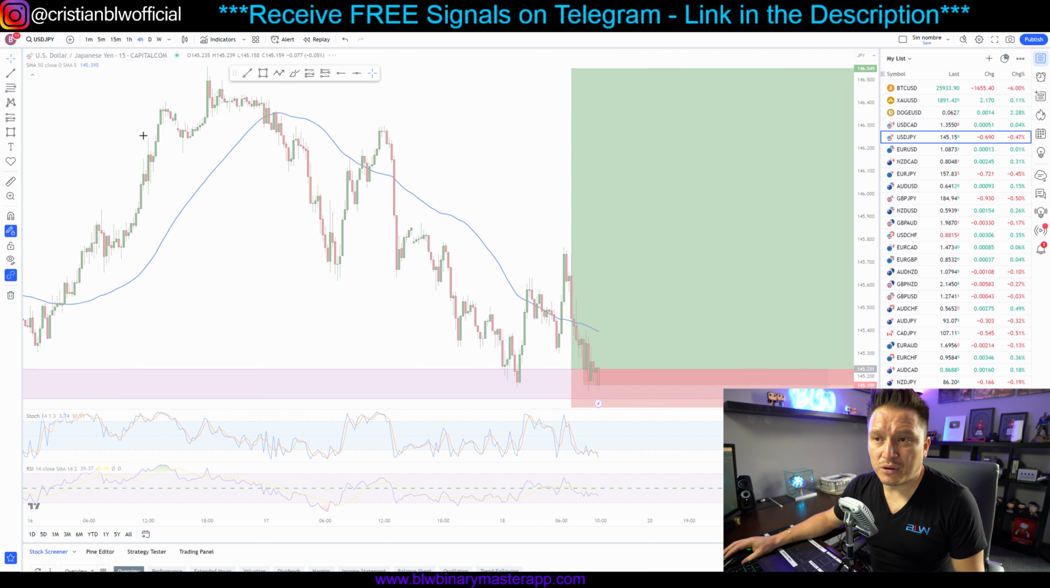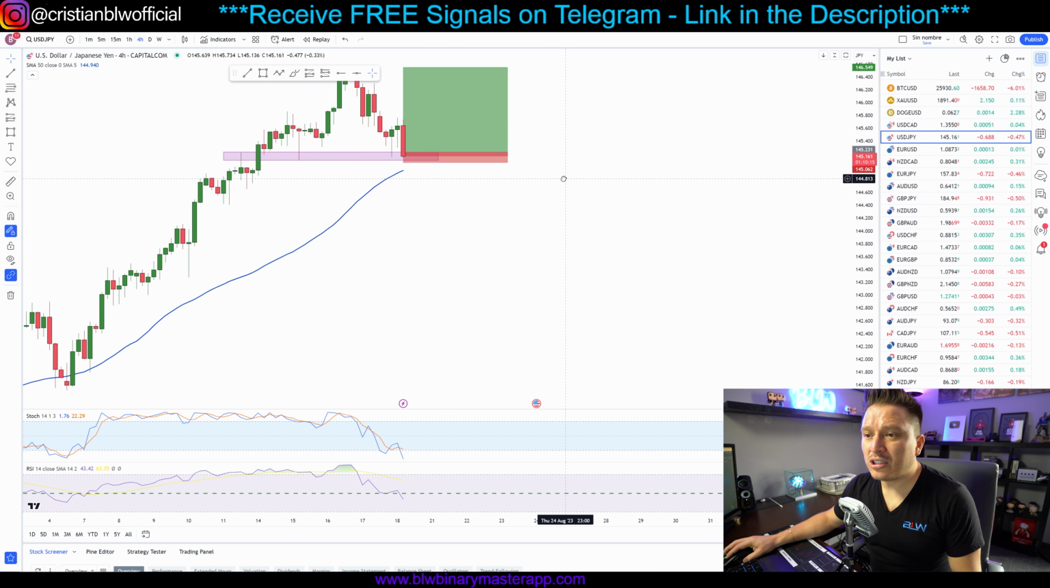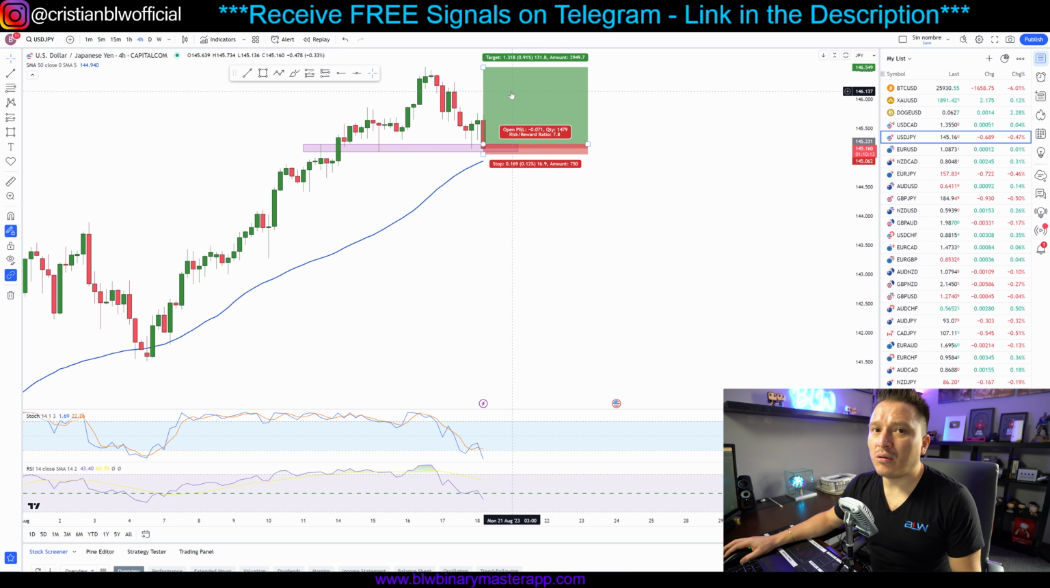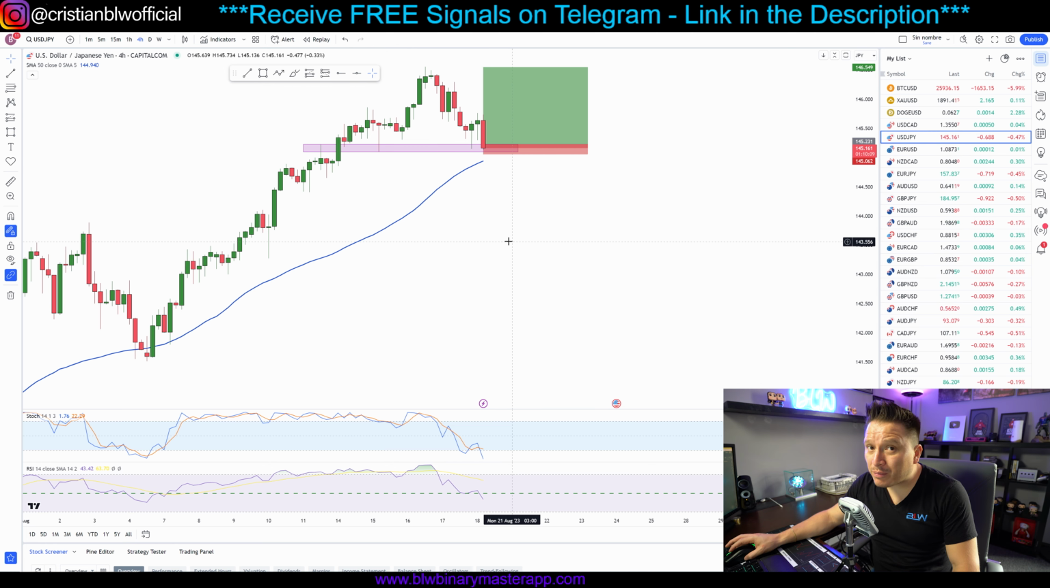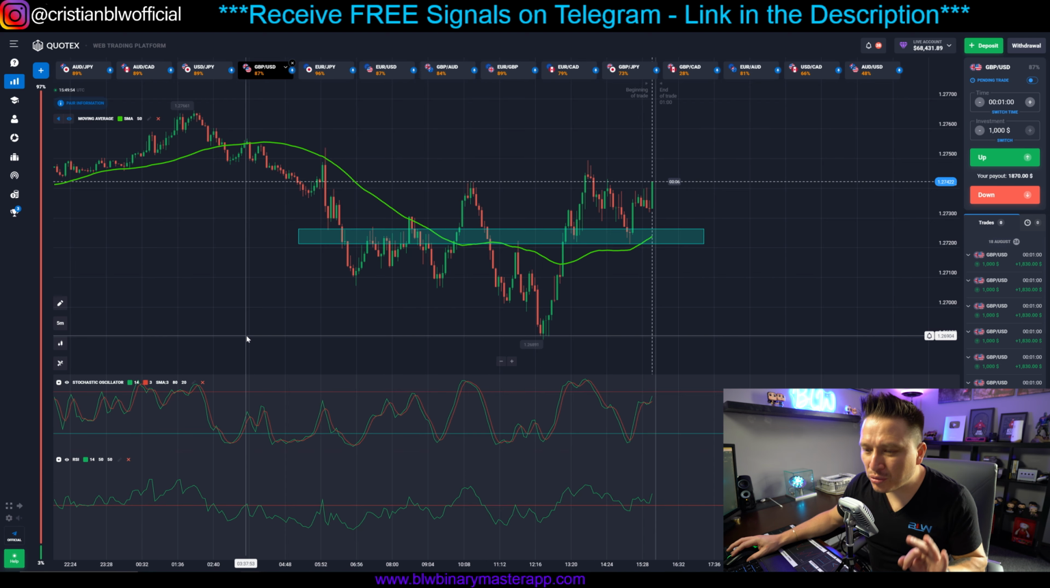But if you notice, it's not just about predicting where it's going to go. It's predicting how far it's going to go without going in the opposite direction, which is a huge difference in binary. Let me show you the trade.